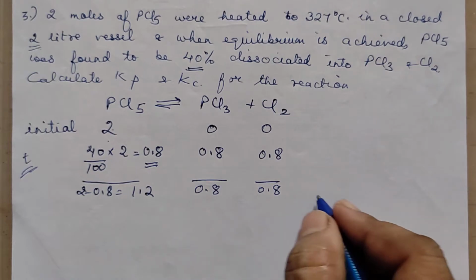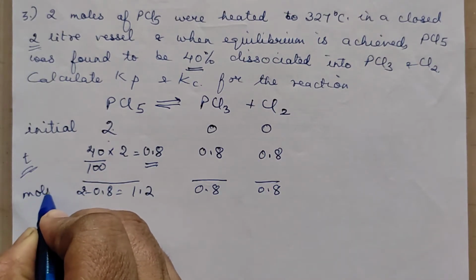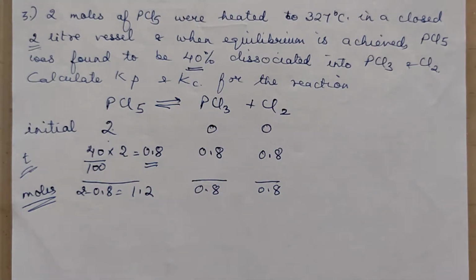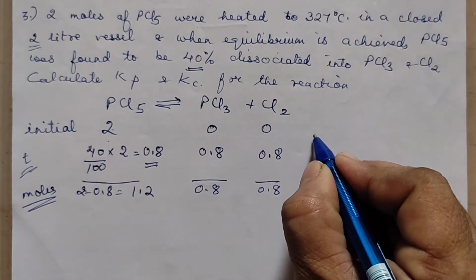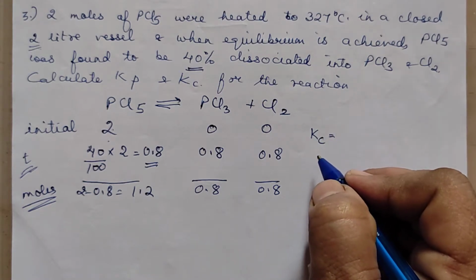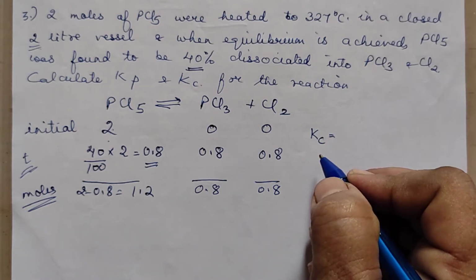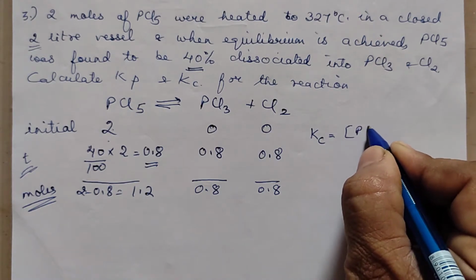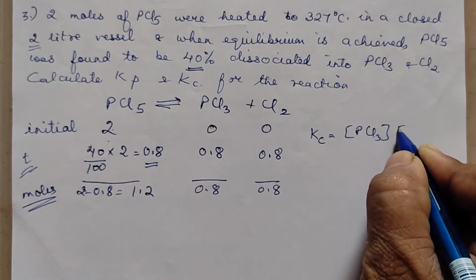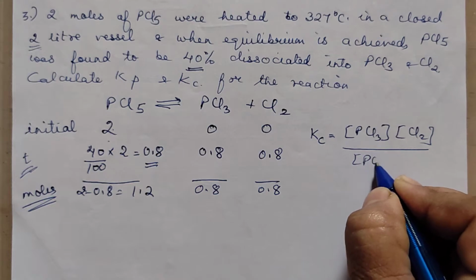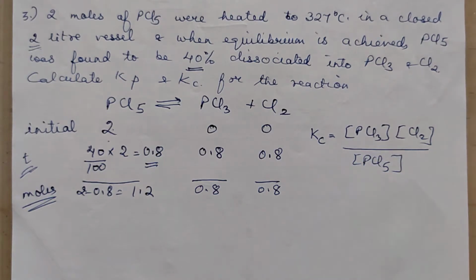Now these are still the number of moles. When we are talking about Kp, Kc calculations, we always use concentration. Say Kc if I am calculating Kc. For Kp, of course, partial pressure, that is different. First Kc: concentration of PCl3 into concentration of Cl2 divided by concentration of PCl5. This is our Kc expression.